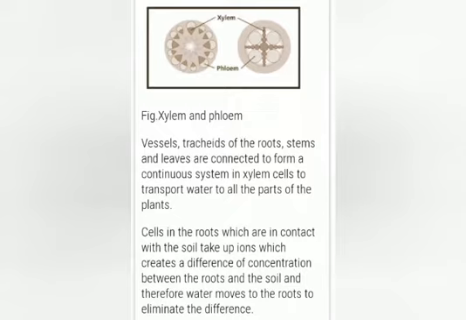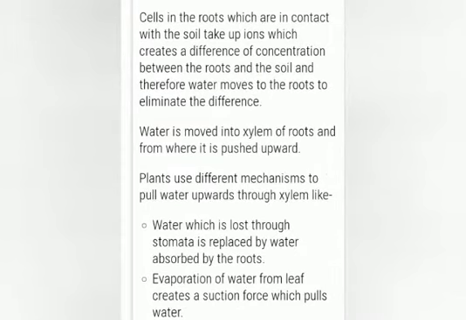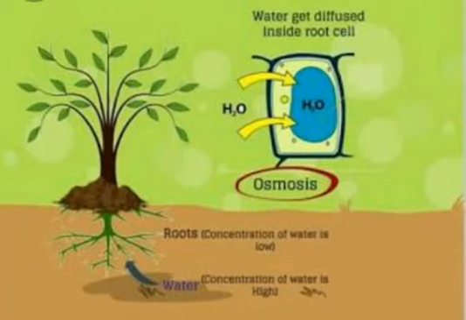Cells in the roots which are in direct contact with the soil take up ions, which creates a concentration difference between the roots and the soil. Because of this concentration difference, water moves from the soil to the roots by diffusion. So water and minerals are absorbed by the root hair first by diffusion.